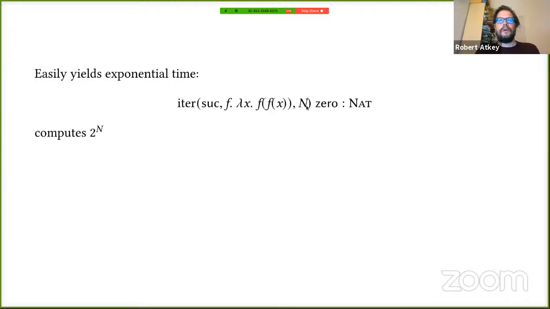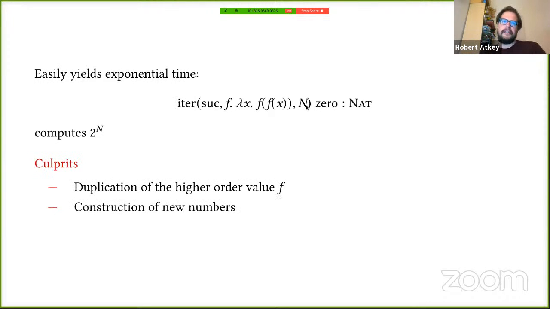Now, what's gone wrong here? How can we fix this? We can identify two culprits, and I admit this is one of those things where if you know the answer, then it's easy to see what the culprits are, but I'm going to say these are the culprits in this function. One is that there's duplication of this higher order value f here. And the other thing, which is going to cause problems, is the construction of new numbers. We've got this successor here, which as we run through the numbers is running wild, generating bigger and bigger numbers. So both of the implicit systems I'm going to tell you about restrict this use of successor.